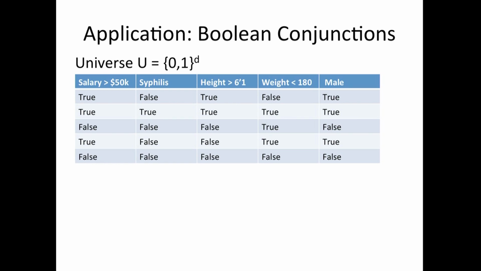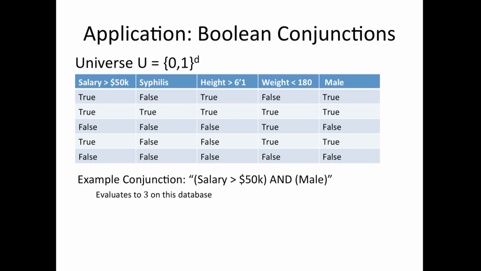So you have the universe size is {0,1}^d, and you can think of your database as such a table. And an example conjunction would just be how many people are there with a salary above 50,000 and are male. Okay, so this is an example conjunction. These are very useful building blocks that have been studied a lot.